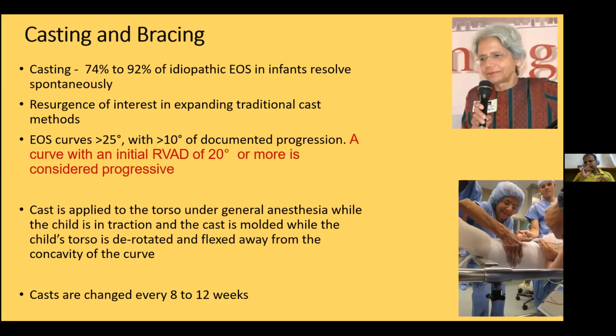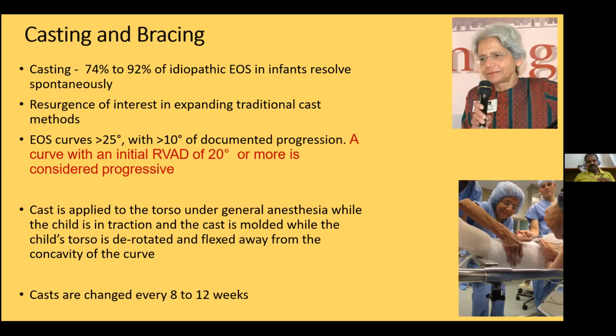Before we go into that, we'll just quickly run through this. Casting and bracing still holds good for one type of early onset scoliosis, which is the idiopathic variety.